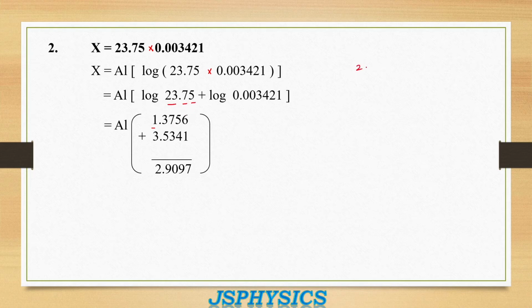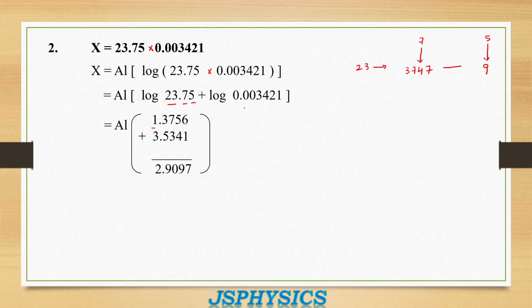That means in the row of 23, under the column of 7, we have to search the number and that number comes out to be 3747. Then in the same row, under the column of mean difference 5, we have to search the number which comes out to be 9. So add these two numbers and you'll get the answer 3756. Right? So log of 23.75 will be 1.3756.